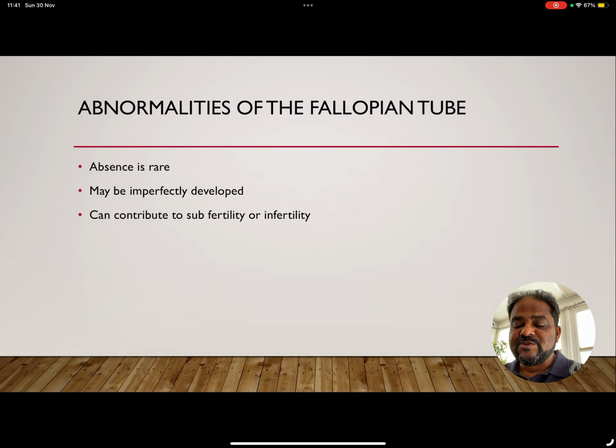Abnormalities of fallopian tubes. Absence of tubes is very rare, but sometimes they can be imperfectly developed, and that can directly contribute to either subfertility or infertility if the abnormality is bilateral.